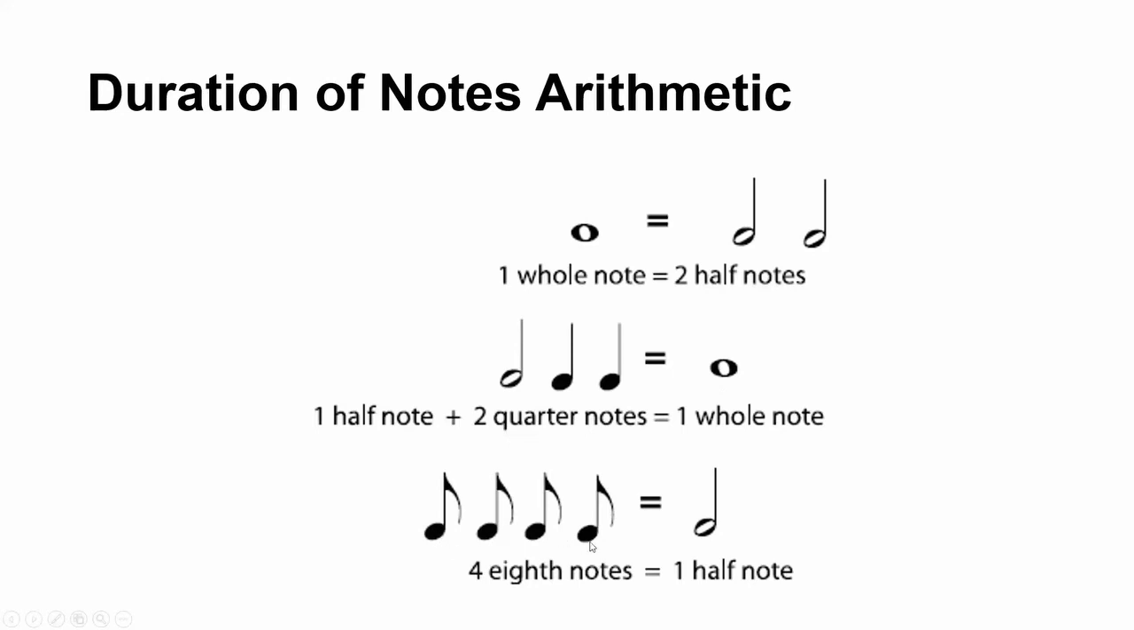4 eighth notes, so that's quavers, 4 quavers is equal to 1 half note or a minim. So this is a half note. 4 eighth notes gives you a half. Is that clear? Any questions? Yes, sir. No.